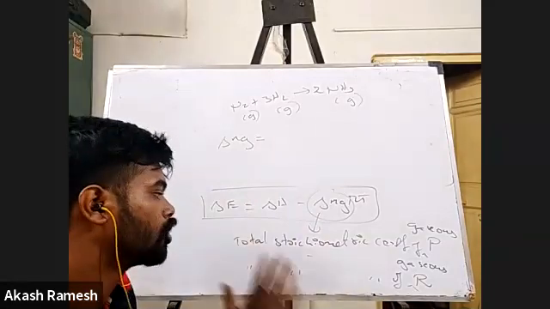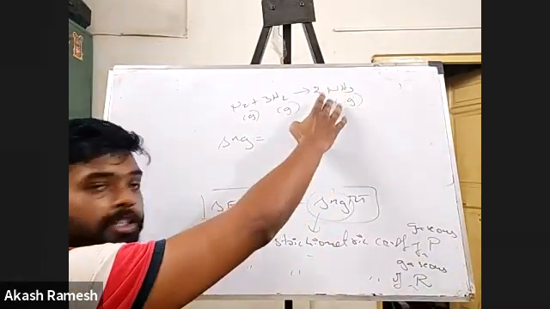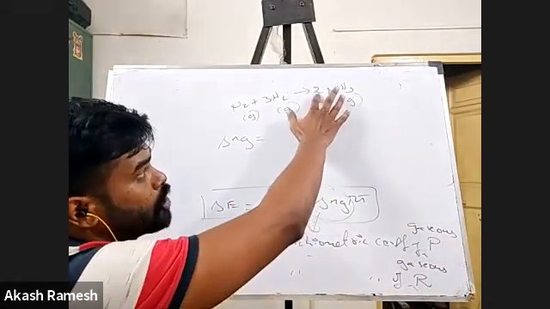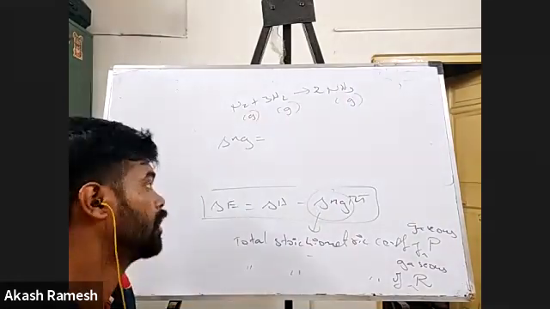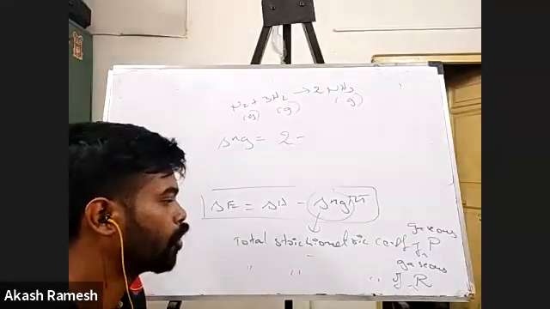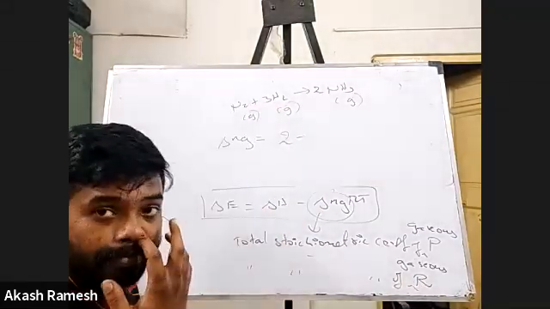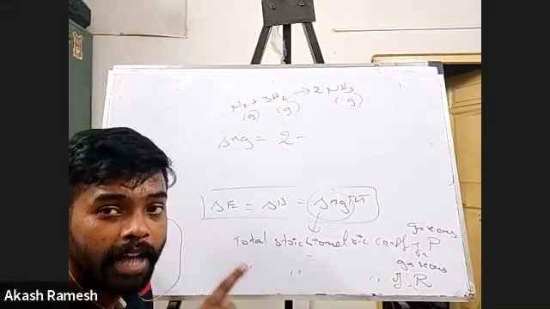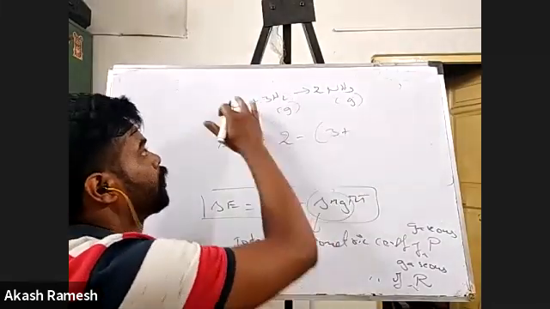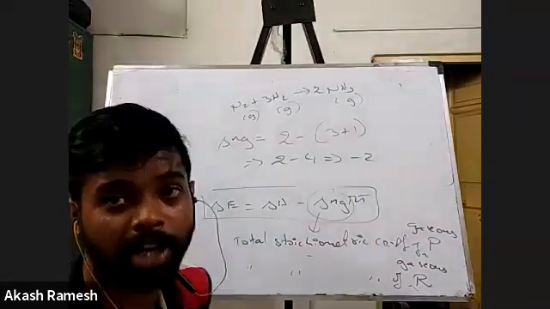Now, how do you find it? I told you, total stoichiometric coefficient of gaseous products. If I go to the products, I have only one product, and that's a gas. The stoichiometric coefficient of that is 2, isn't it? I don't have anything else, so I'll just put 2 minus the total stoichiometric coefficient of gaseous reactants. Now I have 2 gases here, right? So I have to sum up both the gases' stoichiometric coefficients. So 2 minus, for this it is 3, and for this it is 1. So I will have 2 minus 4. So delta Ng for this reaction is minus 2.